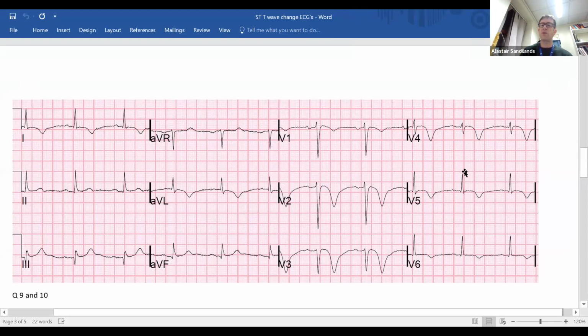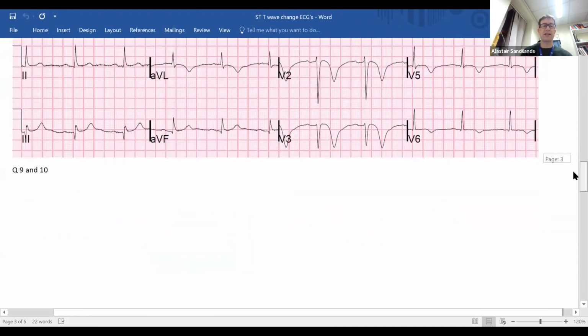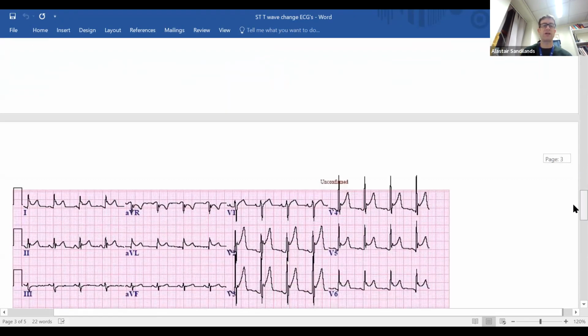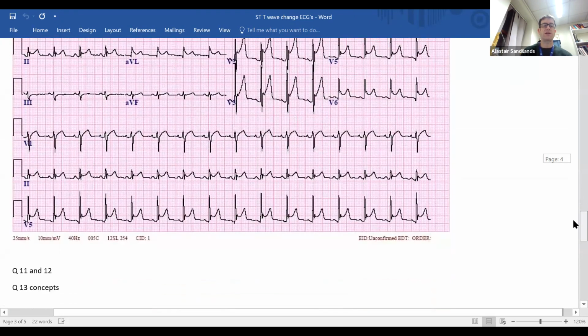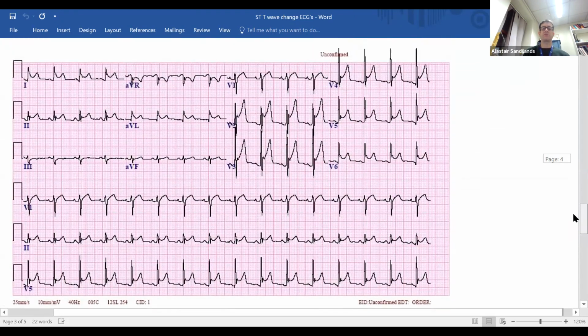So there's no big R waves or big S waves in V1, V5, or 1 and AVL. They're not tall, so this is not hypertrophy. Okay. So that is an anterolateral non-STEMI, likely LAD again, but T-wave inversion. Okay, so this is question 11 and 12. Have a look at that, 11 and 12.